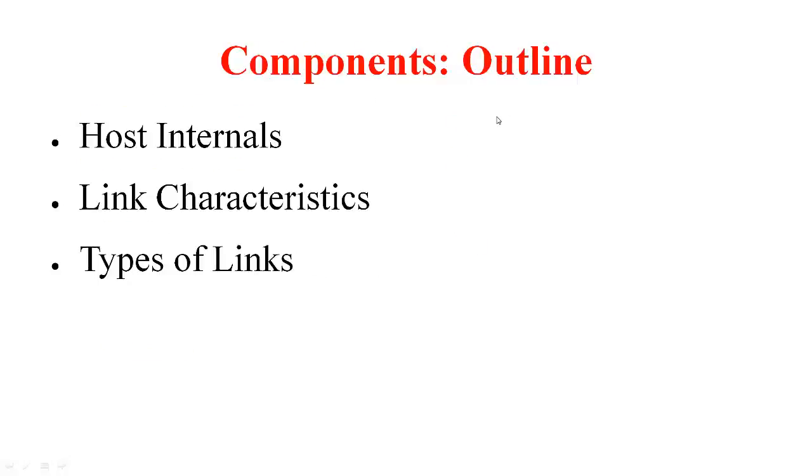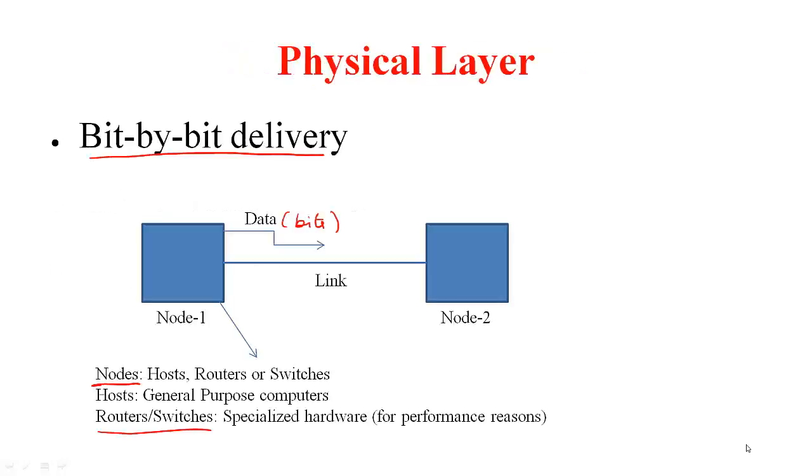Within components, here is the outline. First, we will look at the internals of a node, specifically a host. Then we will look at the characteristics of a link and also the different types of links. Moving on to host internals. Assuming the node is a computer, let's see how it looks inside.